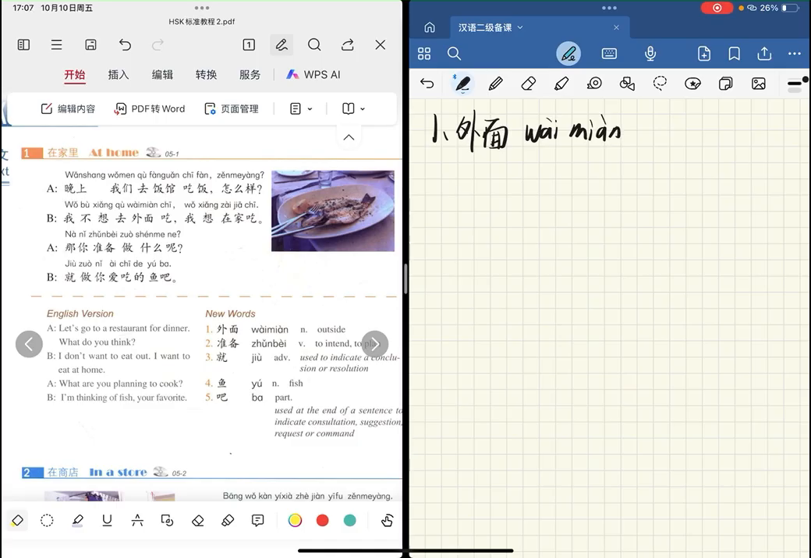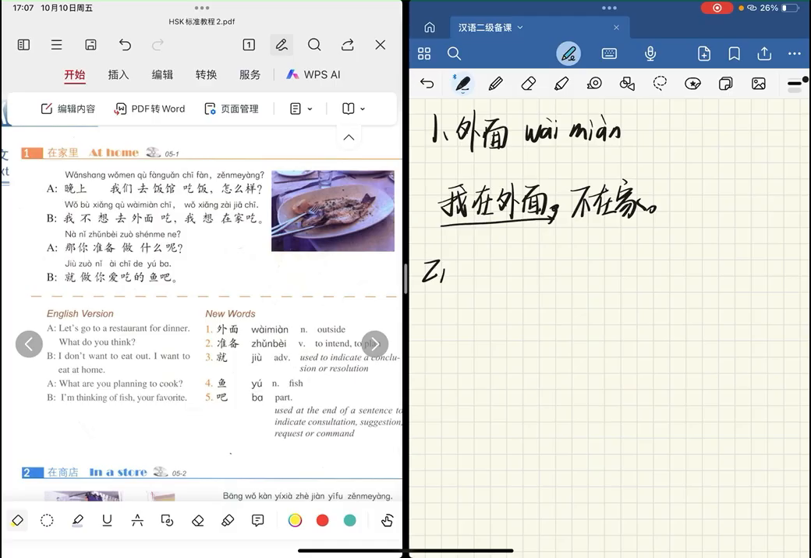So I can say I'm outside. 我在外面. I'm outside. When you're not at home and someone calls asking where you are, you can say I'm outside, not at home. You can say 我在外面不在家. Not at home, 不在家. 我在外面不在家.